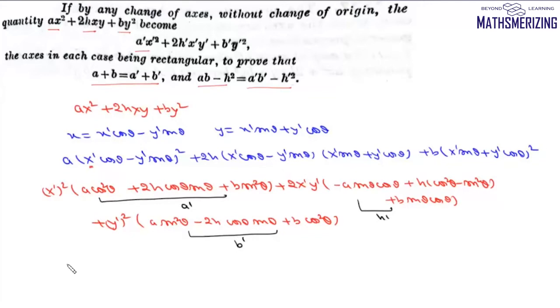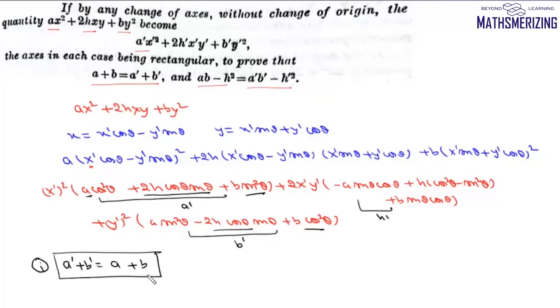Now first we'll find a dash plus b dash. Now we'll add them. This 2h cos theta sin theta and minus 2h sin theta cos theta will cancel. Now a (cos square theta plus sin square theta) will be simply a, and b sin square theta plus b cos square theta will be simply b. So we have our first result, which is a dash plus b dash will be same as a plus b.